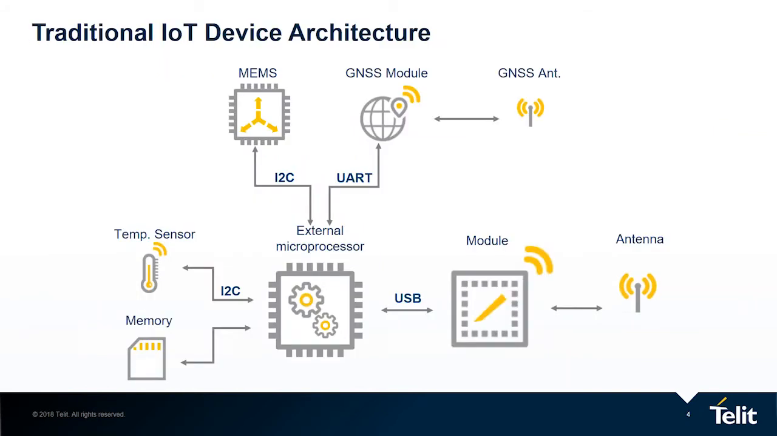So in this slide, you can see the traditional architecture of an IoT device. As you see, we have an external host processor that is connected to various sensors and peripherals. And the application is running on the external processors, basically. The module is connected through a serial connection or the USB port, and typically is controlled by the use of AT commands.